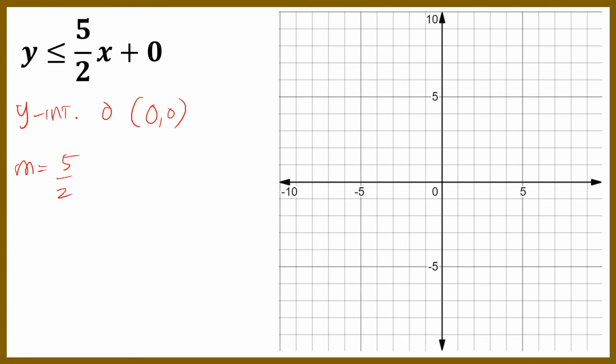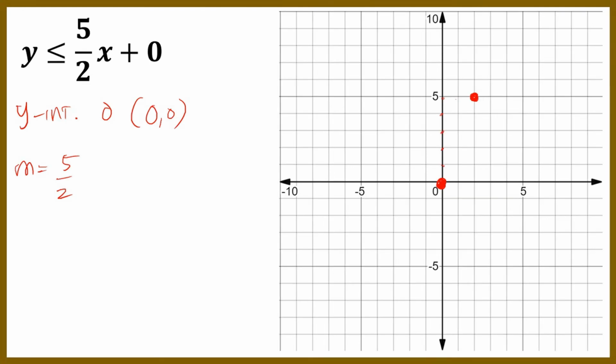Meaning, 5 movement upward, and 2 movement to the right side. So first point natin is 0, 0. Then ang kanyang movement ay using the slope 5 upward. So 1, 2, 3, 4, 5. And then 2 movements to the right side. So 1, 2. So eto ngayon yung ating second ordered pair.